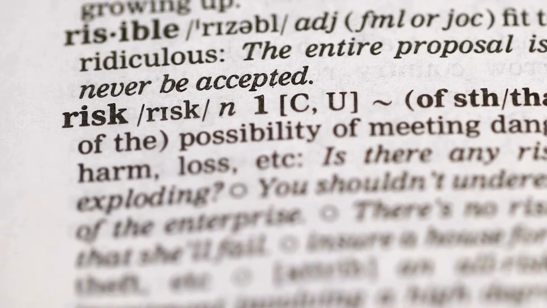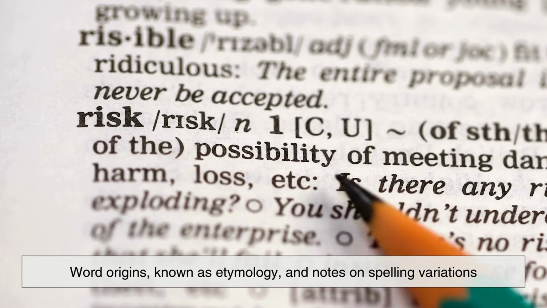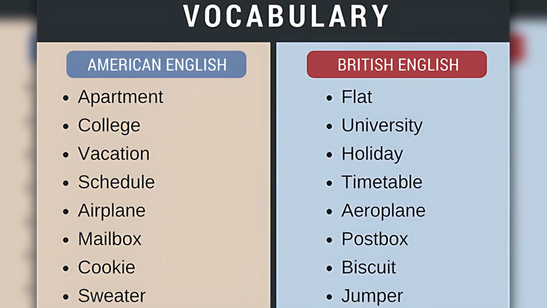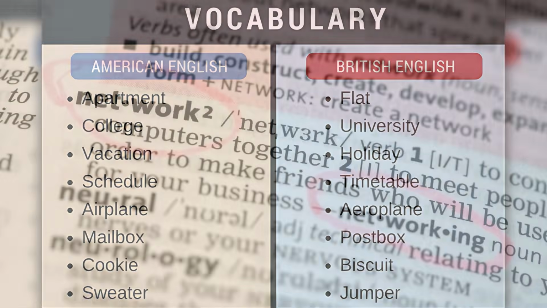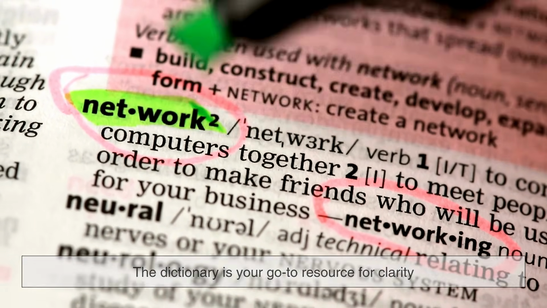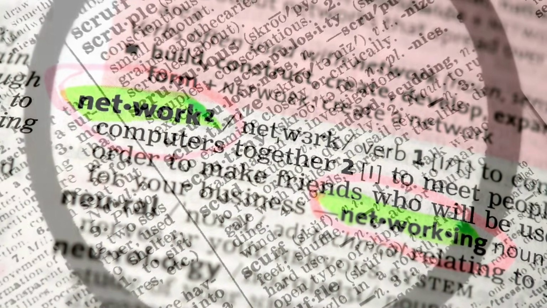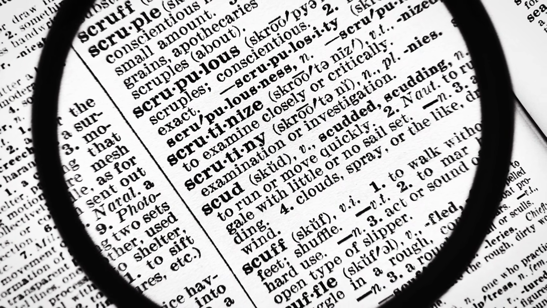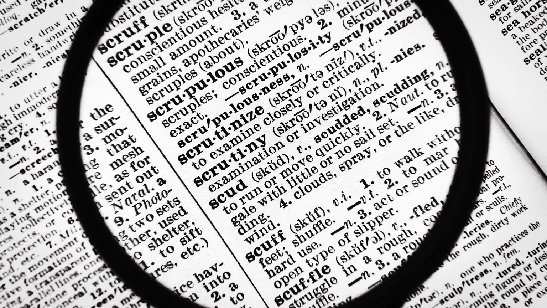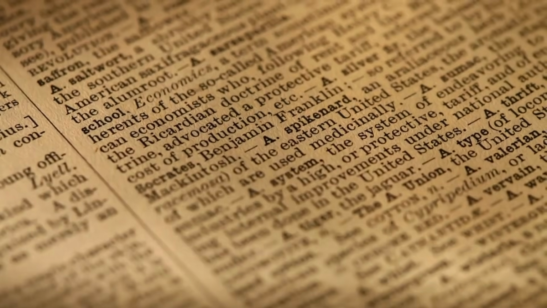Many dictionaries also include information about word origins, known as etymology, and notes on spelling variations, such as the differences between American and British English. In short, the dictionary is your go-to resource for clarity. If you don't know what a word means, you grab a dictionary. If you're unsure whether a word is a noun, verb, or adjective, the dictionary has you covered. Essentially, it's about accuracy and precision in understanding.